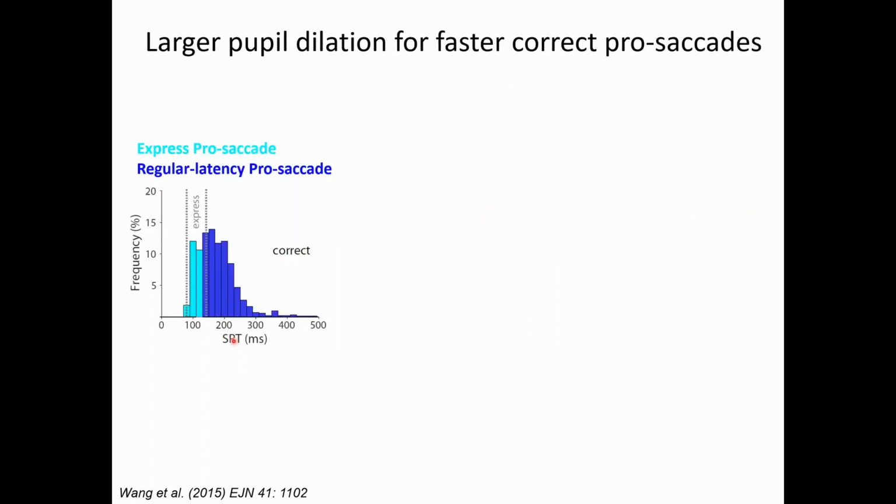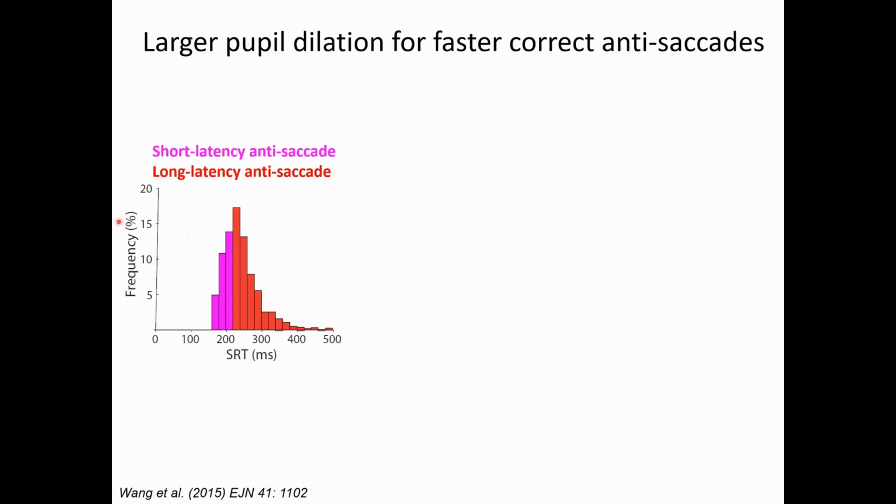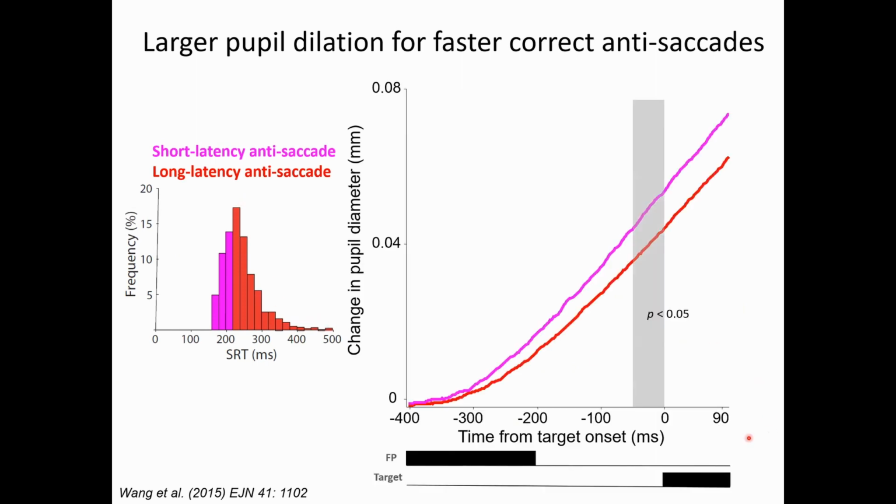So then Josh separated the distribution of saccades, the express saccades and the regular latency saccades, and he looked at this pupil dilation, and we got more dilation for express saccades than regular latency saccades, just like the neurophysiology we get in the monkey colliculus, significantly different. He took the anti-saccades and just divided them up into early anti-saccades and later anti-saccades. And again, we could get a significant difference in reaction time here, just like we got with the monkey neurophysiology.